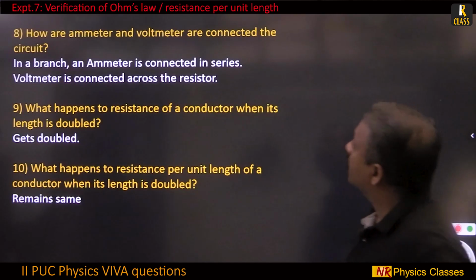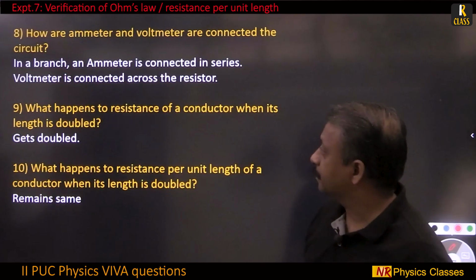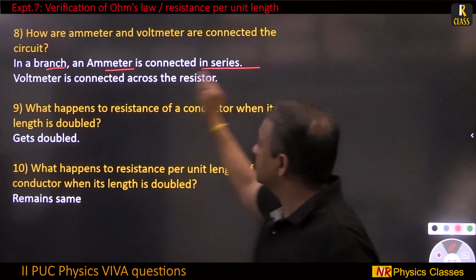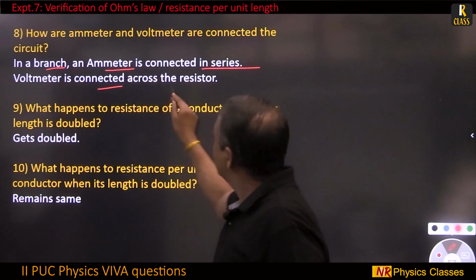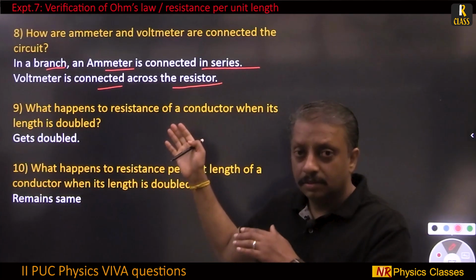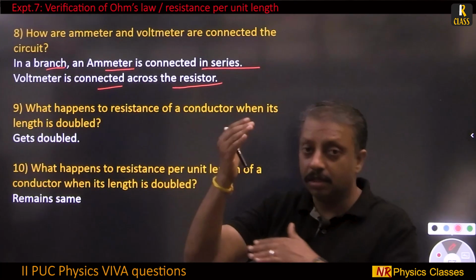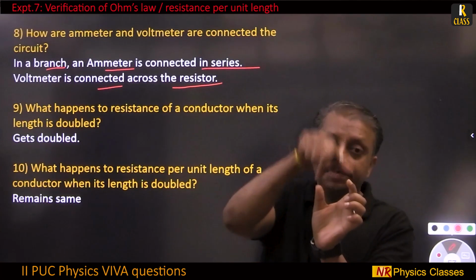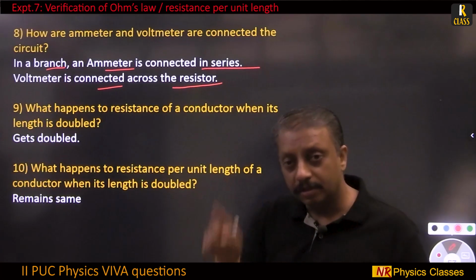How are ammeter and voltmeter connected in a circuit? In a branch, ammeter in series, voltmeter connected across a resistor. Since it is verification of Ohm's law, the voltmeter should be across, that means parallel to the resistor. Ammeter in series.